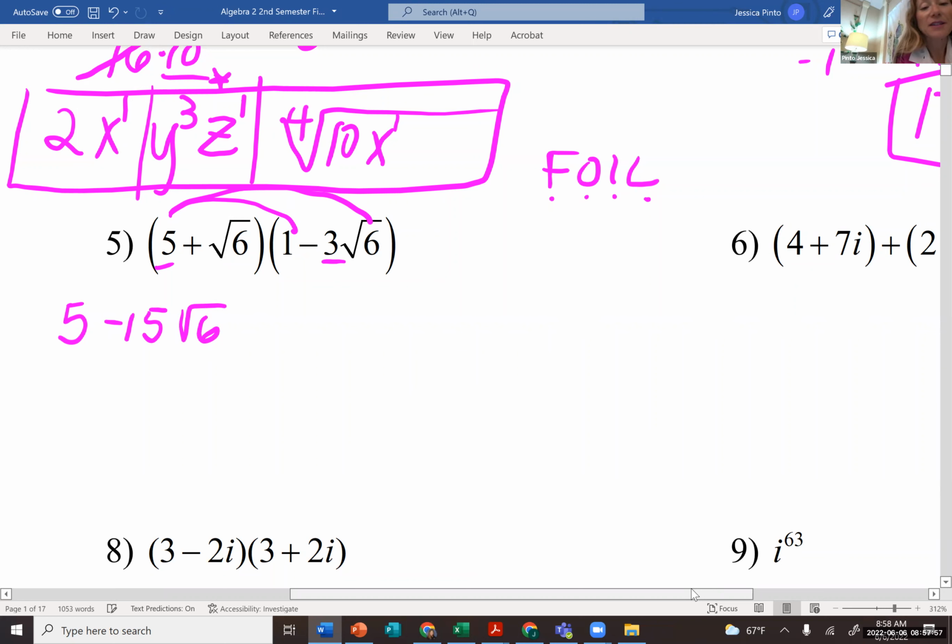So that was first outside. Now these ones are the inside. I multiply these together. The 1 is on the outside. The rad 6 stays as a rad 6.